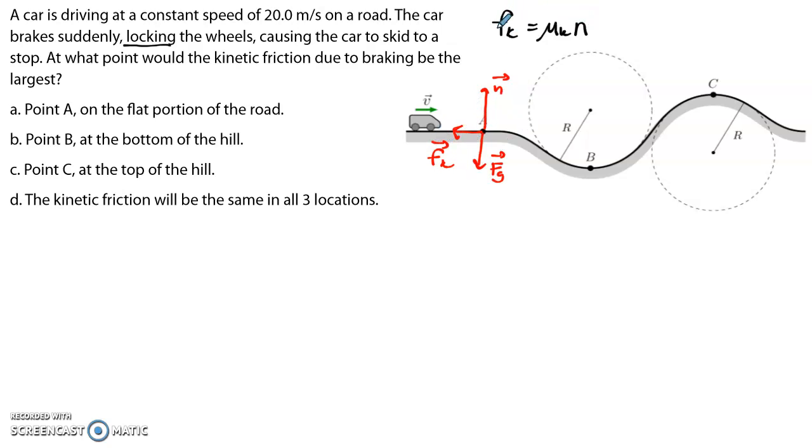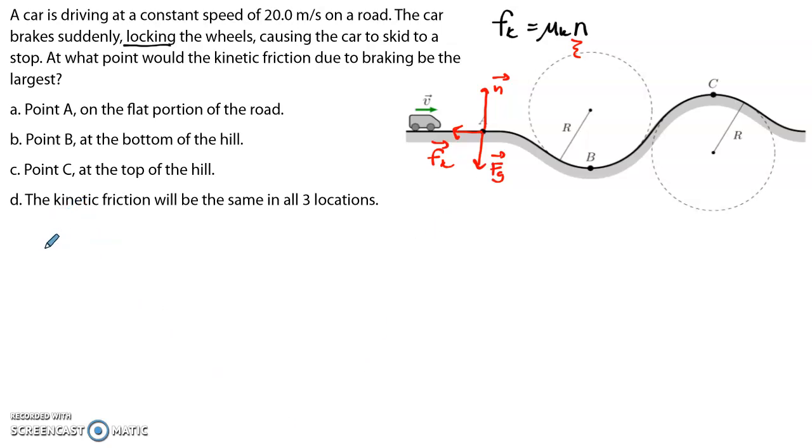So in order to compare the friction force, since we know it's the same road and we can assume the tires are the same all along, mu k does not change. So what has the possibility of changing from one case to the next is really the normal. So that's what we need to focus on. So we'll focus on what's going on on the vertical axis.